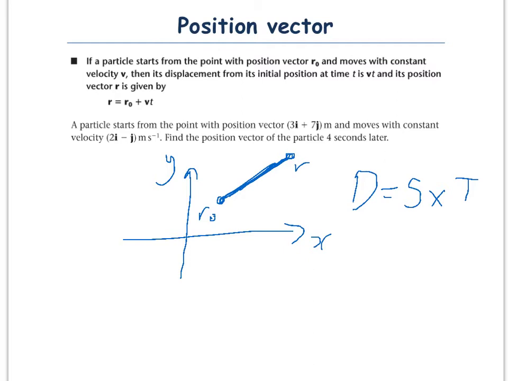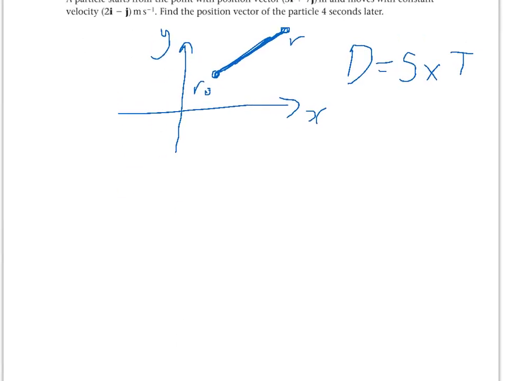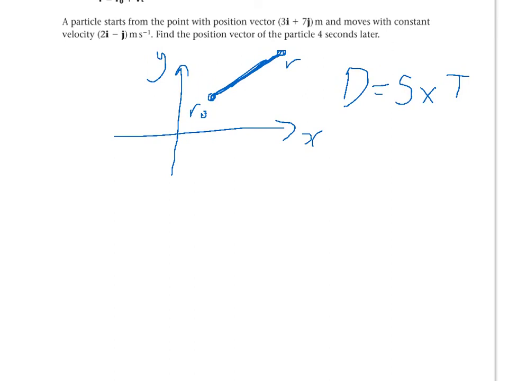So let's have a look at using this equation on an example. It says a particle starts from the point with position vector 3i plus 7j meters and moves with constant velocity 2i minus j meters per second to the minus 1. Find the position vector of the particle 4 seconds later. So let's just write down the equation quickly again.